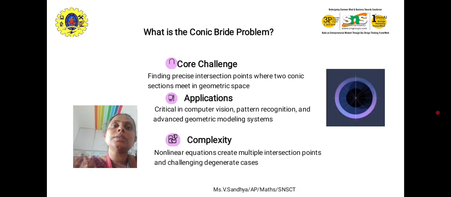Here we want to discuss what the conic bridge problem is, the core challenges, applications, and complexity. First, the core challenges: intersection points where two conic sections meet in geometric space. Next, the application: critical in computer vision for pattern recognition and advanced geometric modeling systems. Next, the complexity: mainly non-linear equations, which create multiple intersection points and challenging degenerate cases.